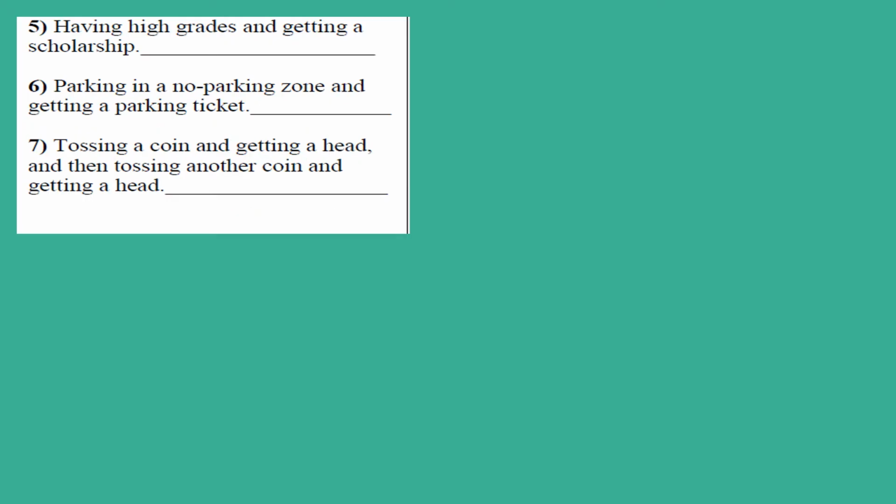Number 5, having high grades and getting a scholarship. Of course, your scholarship will depend on your having high grades. So this is an example of a dependent event. Number 6, parking in a no parking zone and getting a parking ticket. So again, this is an example of a dependent event because you will only get a parking ticket if you park in a no parking zone.